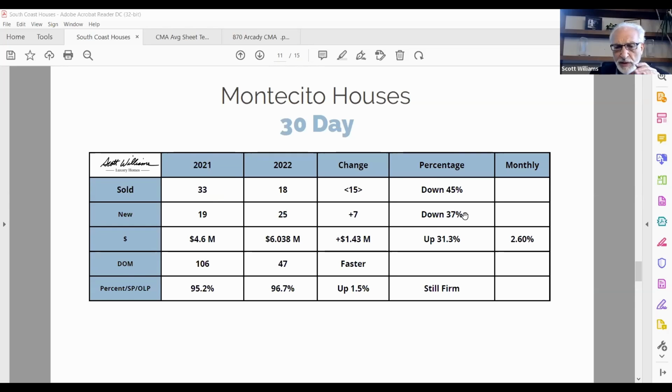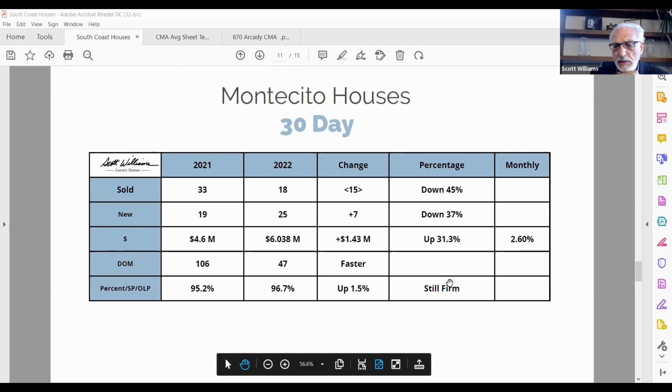It's very clear from these numbers here that the number of homes sold is going down. Not as many, although look at this. We do see a slight uptick in new homes on the market, but it's not very significant. Still, you see a change of 2.5% to the positive in terms of sales price compared to a year ago, and they're still getting almost 97%. It's plenty of evidence of a firm market.